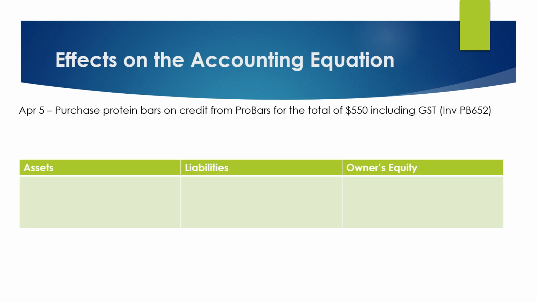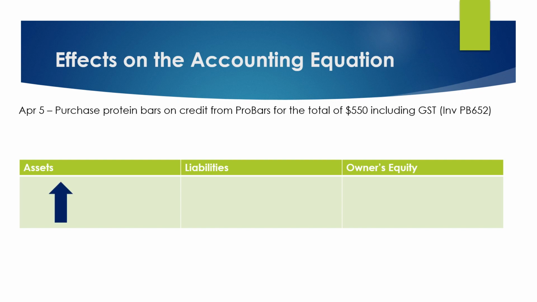Now let us have a look at the effects on the accounting equation for a purchase of inventory on credit. On the 5th of April, the business purchased protein bars on credit from ProBars for the total of $550 including GST.